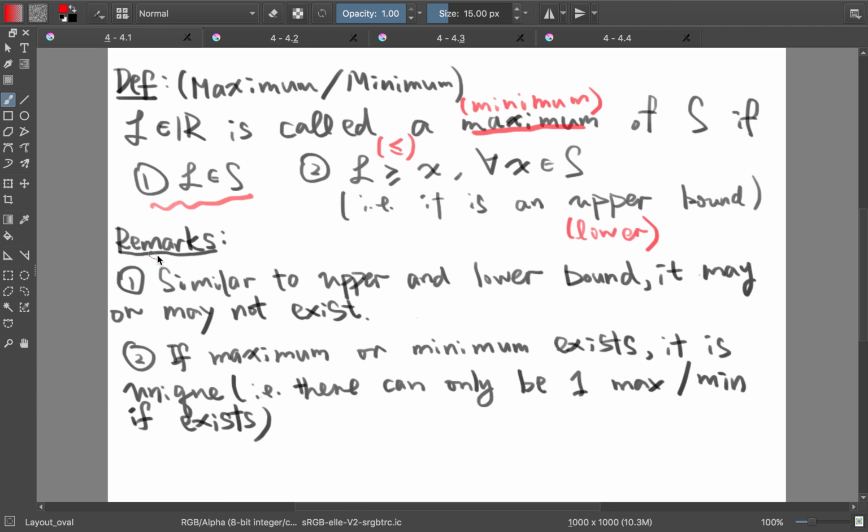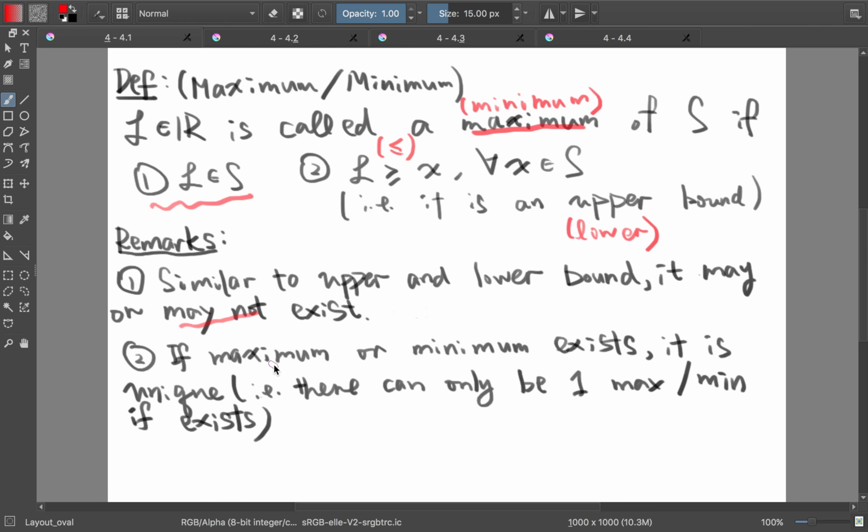So there are several remarks concerning maximum and minimum. First of all, similar to upper bound and lower bound, it may or may not exist. Why? Because for upper bound and lower bound, we know that it may or may not exist, and we require maximum to be upper bound. So if there is no upper bound, then there is no maximum as well.